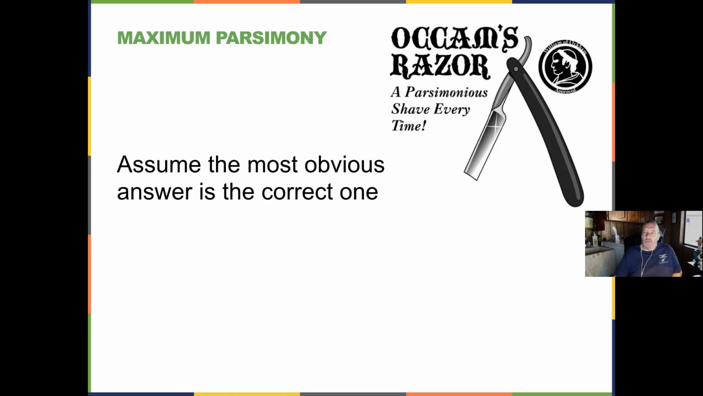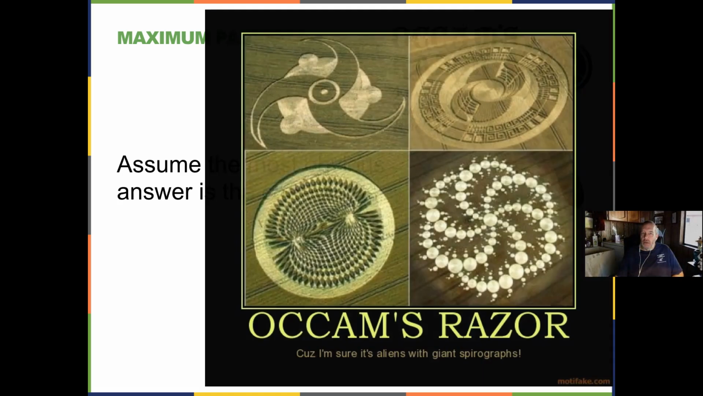And so, in closing, sometimes people, sometimes even scientists, have a tendency to look for a more complex explanation for something. We always like to use this concept in science of maximum parsimony, or Occam's razor, meaning that we should assume the most obvious answer is the correct answer.